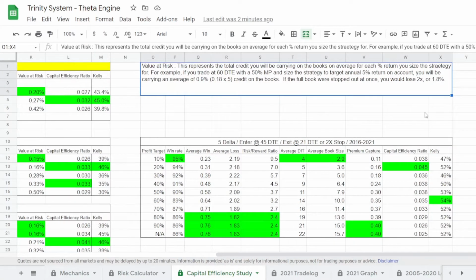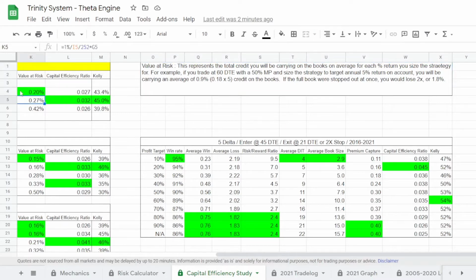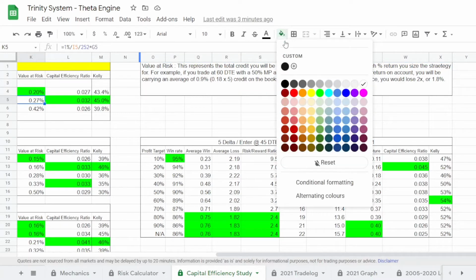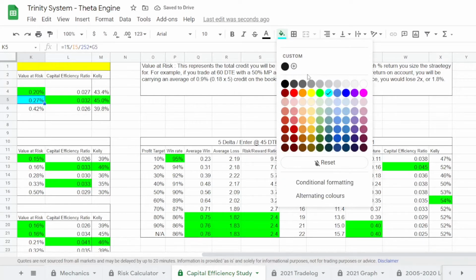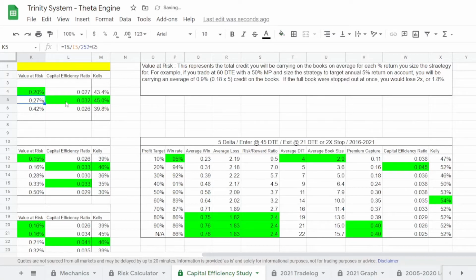So right now, before we flip over to the risk calculator, just note that in this table, cell Y37, value at risk for the 90 DTE, 60% max profit, is 0.27%. And we're going to see this number come up. Hopefully, you'll finally have a really good understanding of what that means, the 0.27% value at risk. So let's go ahead and flip to the risk calculator.